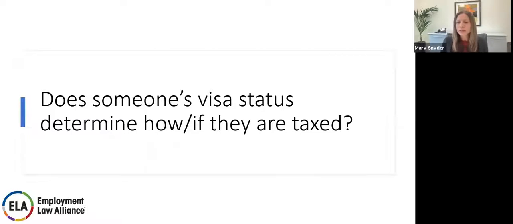Certain types of visas don't allow for that or require a lot of extra hoops to jump through to be able to get to that. So you do need to think about what your end goal is.